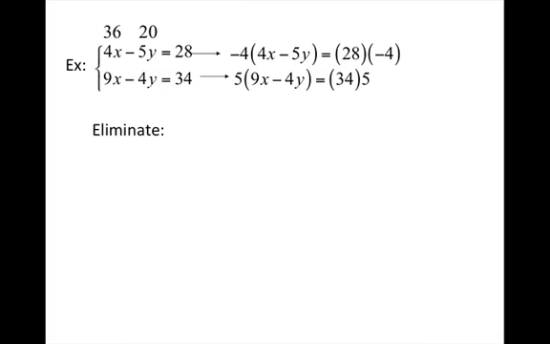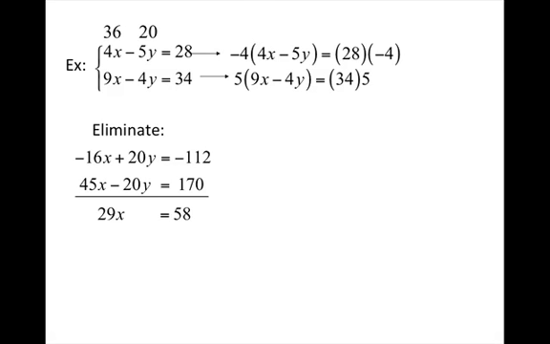So when I multiply these, I get -16x plus 20y equals -112. And then 45x minus 20y equals 170. So if I add these, my y's are going to eliminate. The -16x plus the 45x gives me 29x. And the -112 plus 170 gives me 58. So I have 29x equals 58. If I divide each side by 29, I end up with x equals 2.